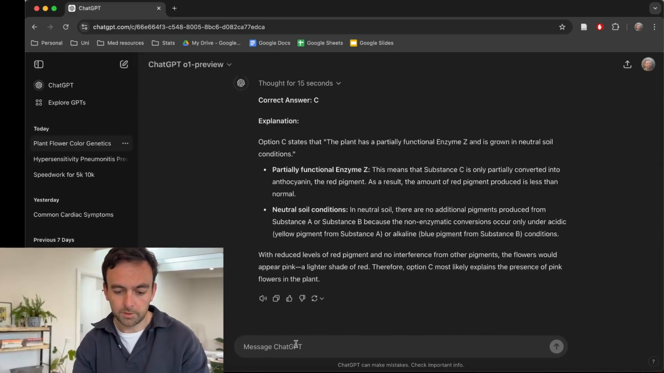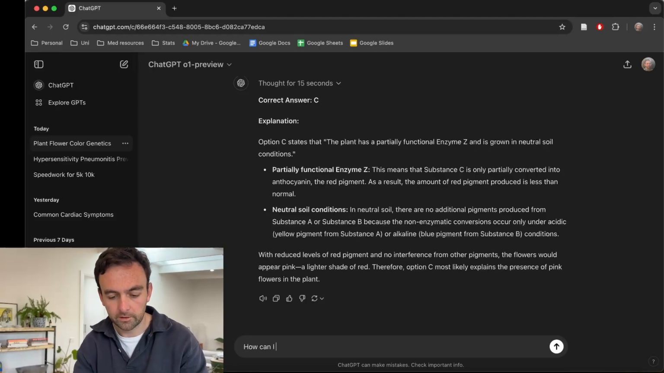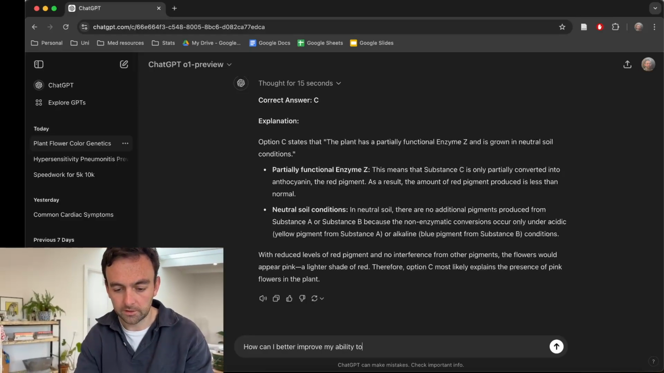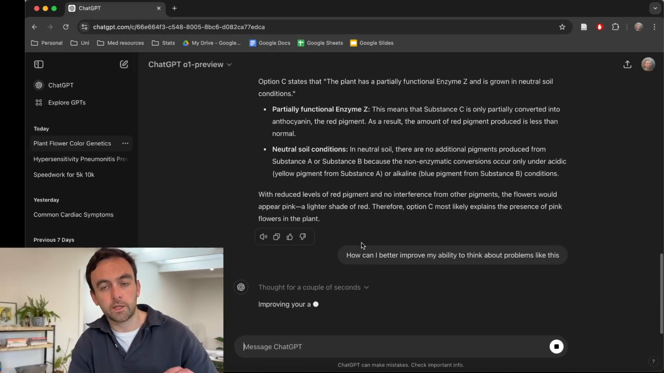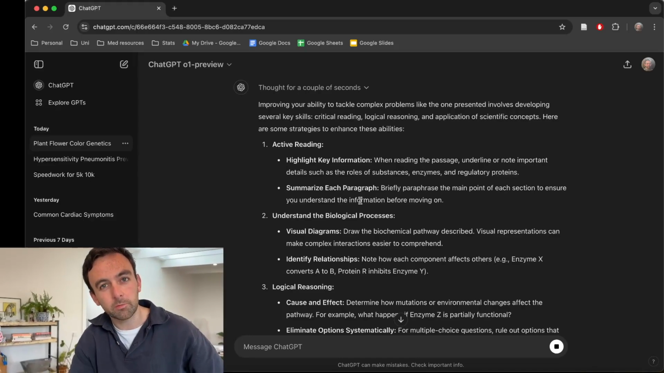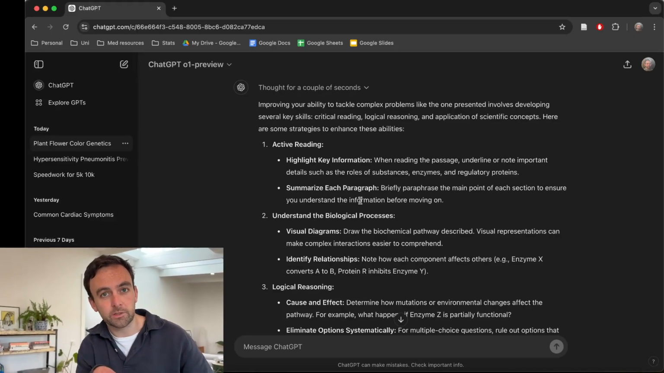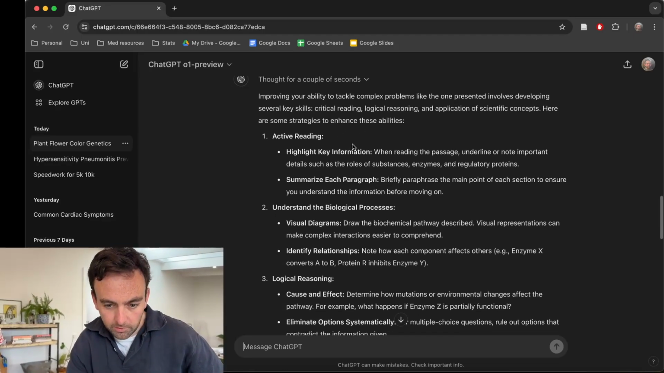So something I thought could be useful is if it can help you. So how can I better improve my ability to think about problems like this? I feel like this could be a really good use of ChatGPT because you can not only generate the questions, but it can actually give you ways to understand the question, because I think they're really helpful in the ASA material when you do get that explanation of the question. So this already seems quite good.